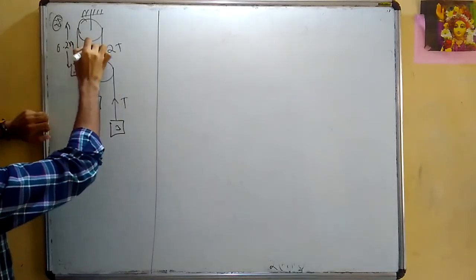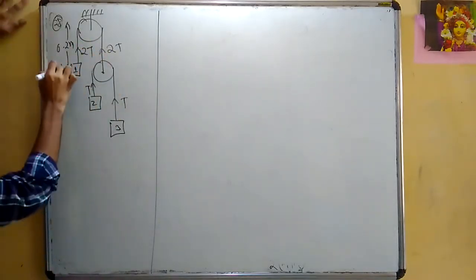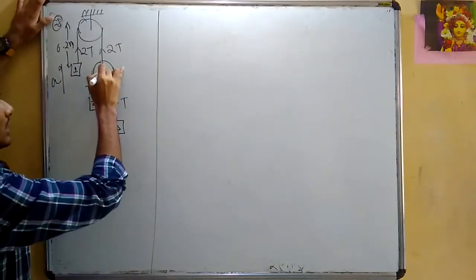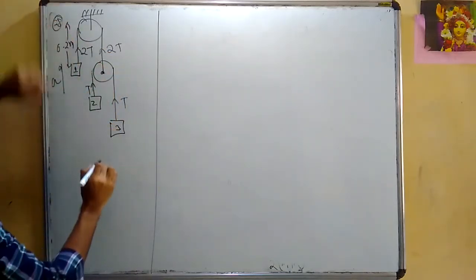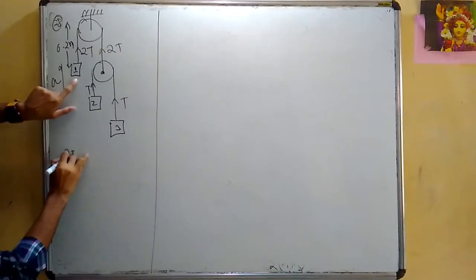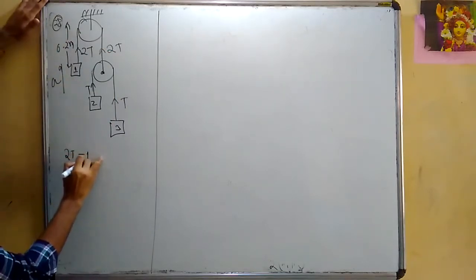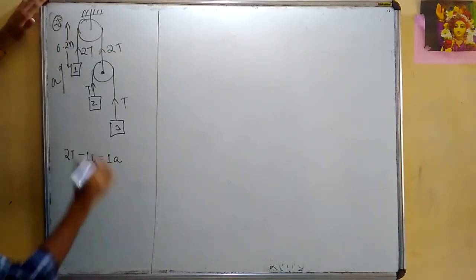So here also the tension will be 2t. Now look carefully. Let us say that this goes up with an acceleration of a. If this goes up with an acceleration of a, what is the equation for this? It is accelerating upward. 2t minus mg equals mass into acceleration, right?